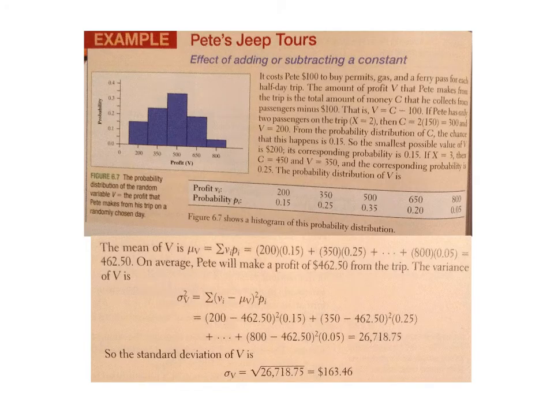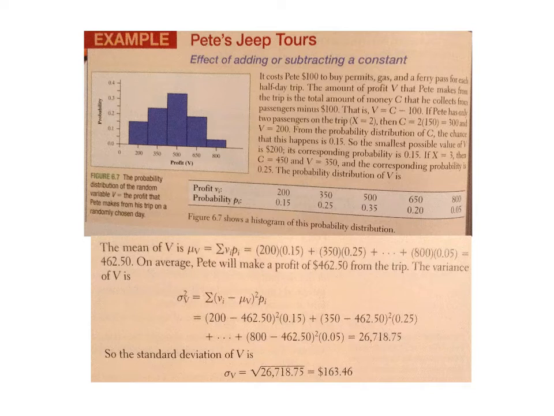Now let's take a look at what happens if we add or subtract a constant. Remember, when we added or subtracted a constant before, it changed our measures of center and location, but it did not change the shape or the measures of spread. The same happens here for random variables. It will change the measure of center and location by the value of the constant, but it does not change the shape or the measures of spread. So let's look at an example again with Pete's tours.